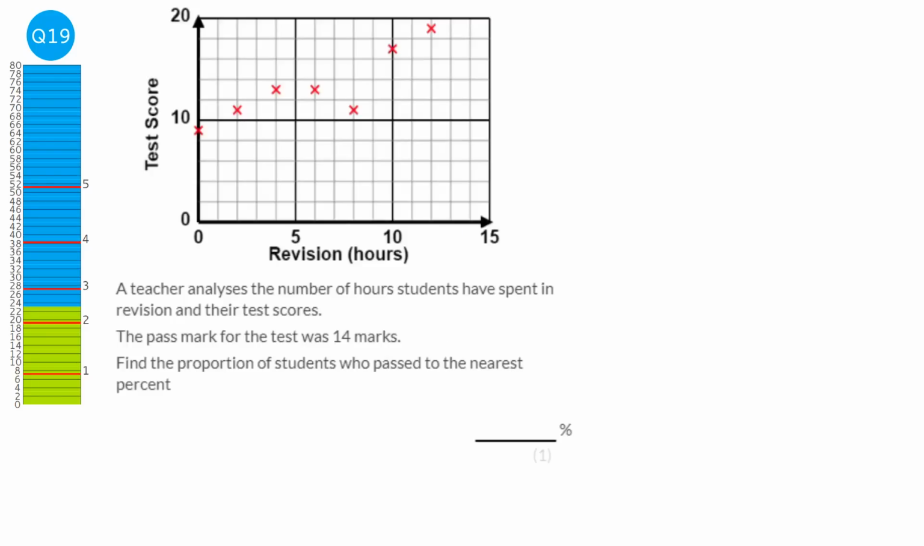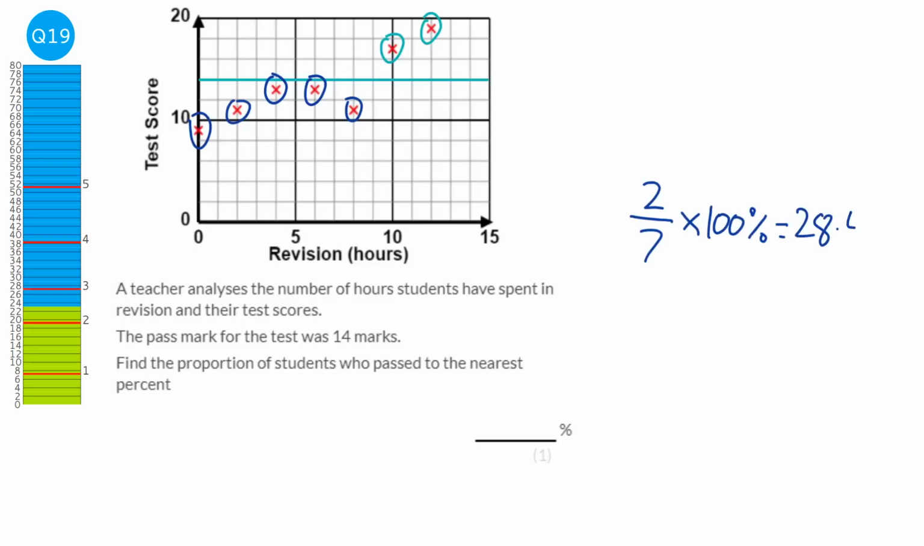So the pass mark for the test is here, and we can see that there are 2 students who passed the test. So it's 2 students out of 2, 3, 4, 5, 6, 7 in total. And we want this as a percentage, so we're going to times it by 100%. So we do 2 over 7 times 100, and that gives us 28.571 and so on. And it wants it to the nearest percent, so that will be 29%.